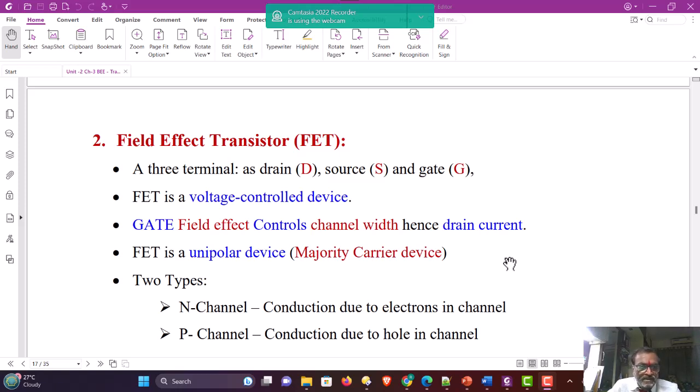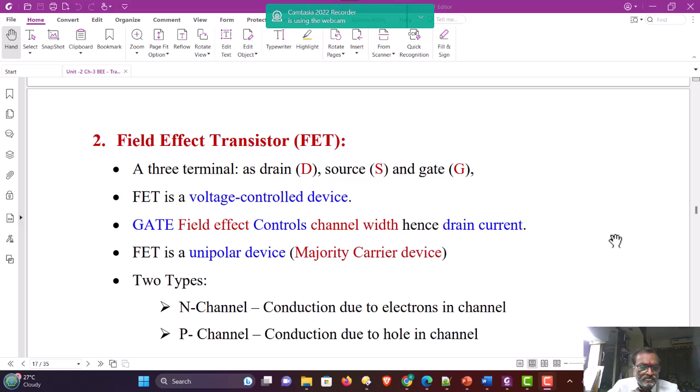We have seen in BJT the conduction takes place because of holes as well as electrons, and therefore BJT is basically a bipolar device, bipolar charge carrier device. Whereas in FET, the conduction takes place only by one type of charge carriers, either electrons or holes, and therefore FET is considered to be a unipolar device.